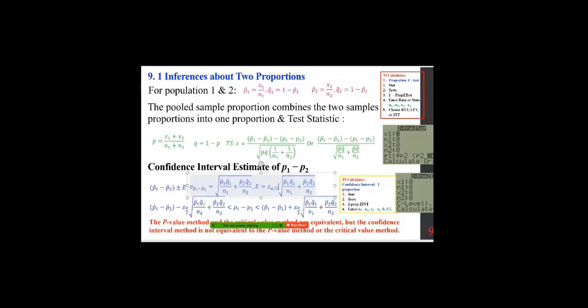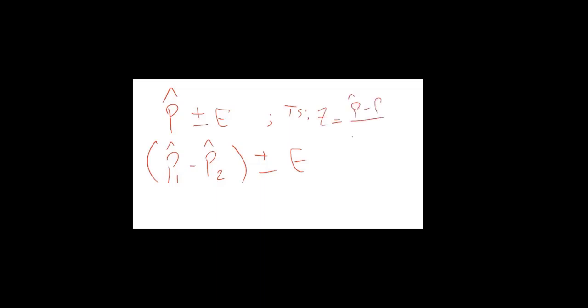I want to remind you of what happened when we dealt with one sample. The confidence interval was p hat plus or minus. Now the confidence interval is p1 hat minus p2 hat plus or minus. In this case, test statistic z was p hat minus p over the square root of pq over n. You see how similar they are. Now in this case, it is p1 hat minus p2 hat, and so on and so forth.